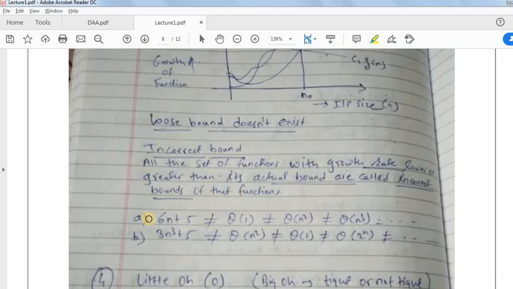Example, let f of n is equal to 6n plus 5, then it is equal to theta of n. So that is correct, theta of n. While if I say it is equal to theta of 1 or theta of n square, theta of n cube, all these are incorrect. For 3n cube plus 5, it is equal to theta of n cube, while it is not equal to theta of n square, neither theta of 1, neither theta of 2 raised to n or theta of n factorial, and so on.